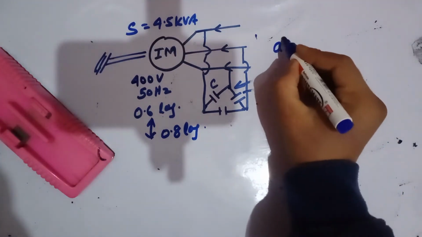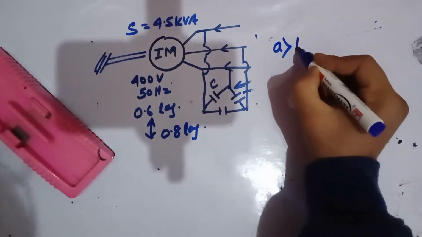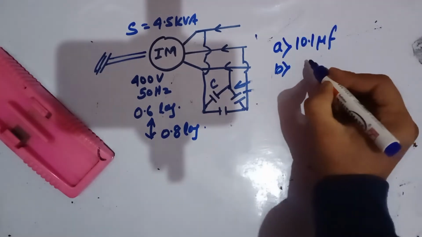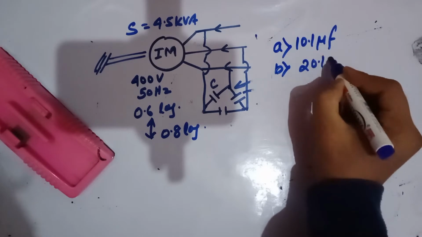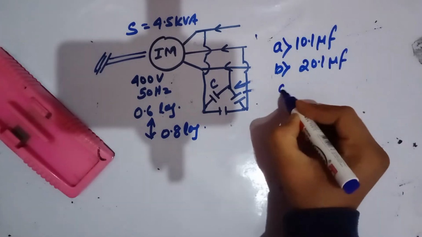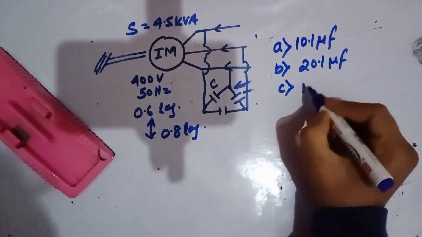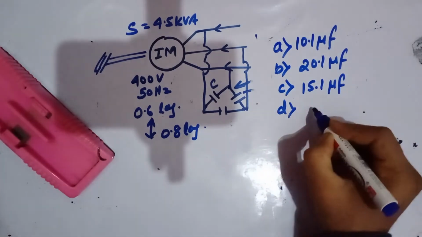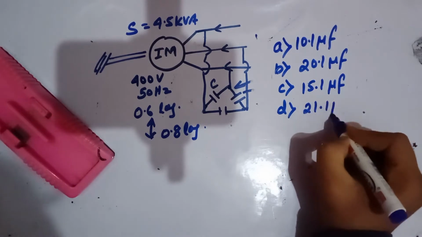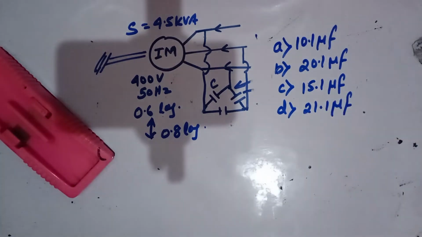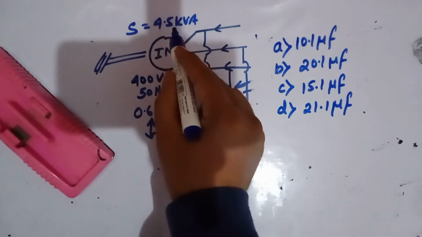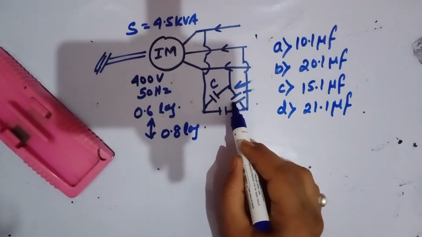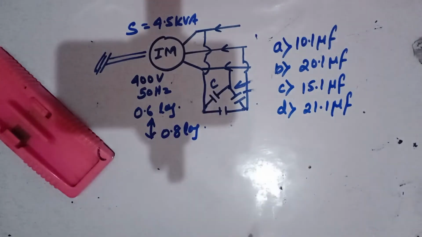Your options are: option A, 10.1 microfarad; option B, 20.1 microfarad; option C, 15.1 microfarad; and option D, 21.1 microfarad. So overall this is my reactive power. I have connected a delta connected bank, and we need to find the capacitance C, the capacitance rating of it.